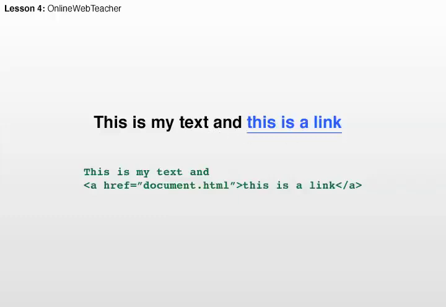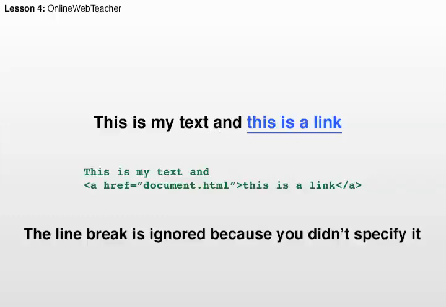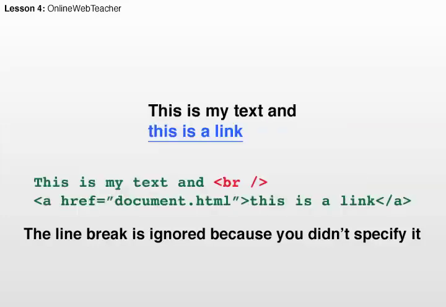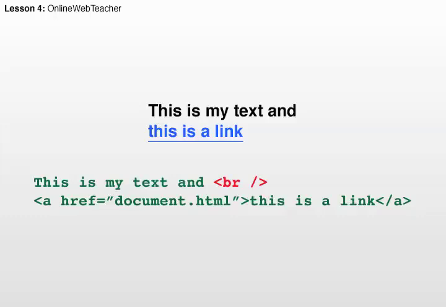And why is that? Well, basically the line break is ignored because you never specified in the document that you needed to leave a line break between the text and the link. If you do want to leave a line break, you need to use a special code which is called BR, which means obviously break, for line break. So if you do specify the code, it will show up on the document. So far, so good. Let's talk a little more about these line breaks.